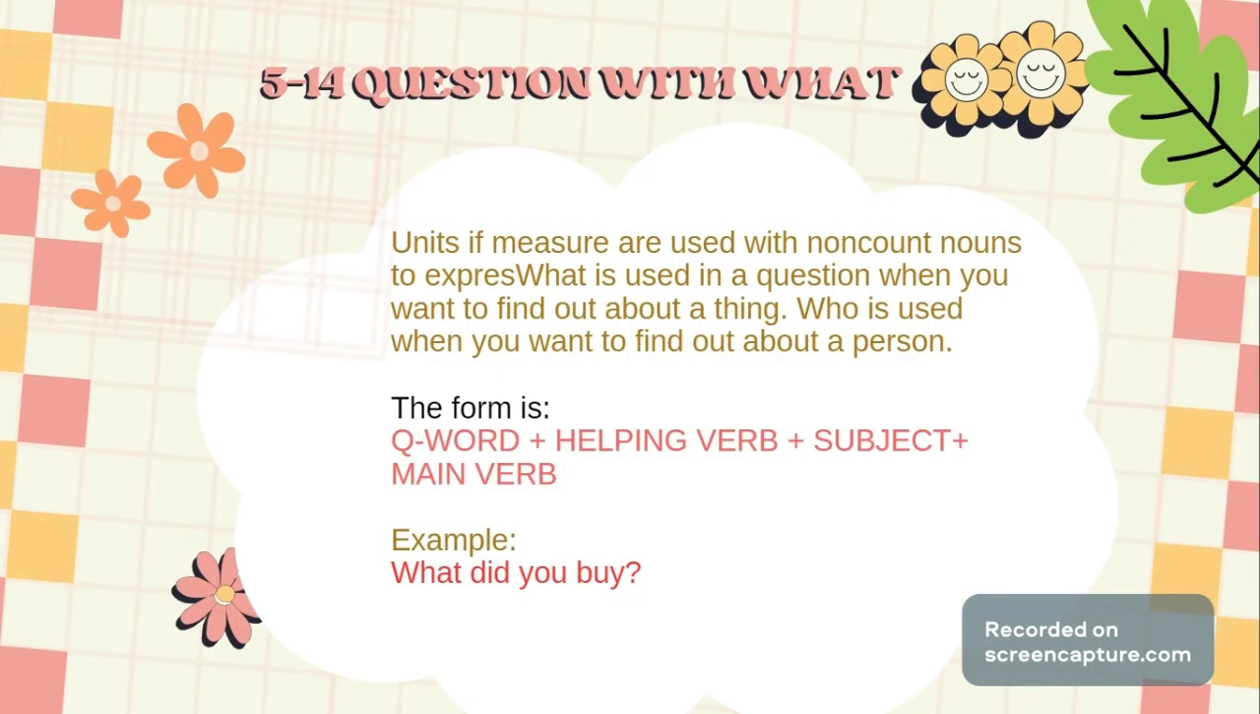Next, questions with what. What is used in a question when you want to find out about a thing. Who is used when you want to find out about a person. The form is keyword, helping verb, subject, main verb. Example, what did you buy? So the keyword is what, helping verb is did, subject is you, main verb is buy.